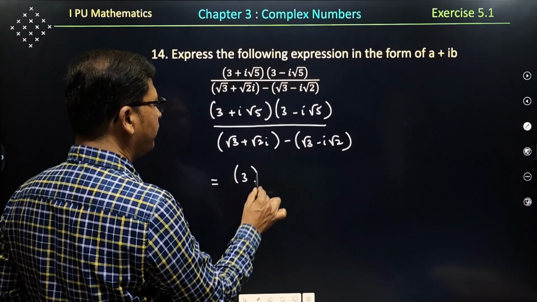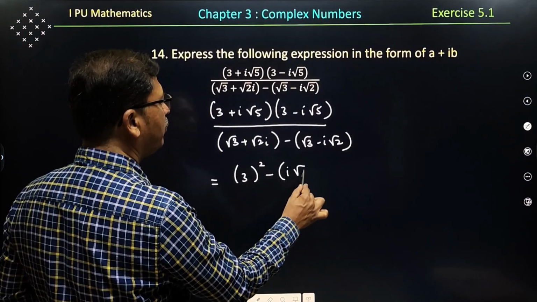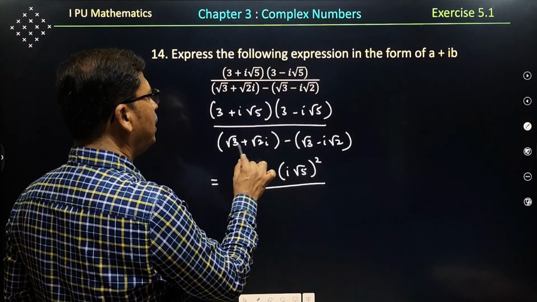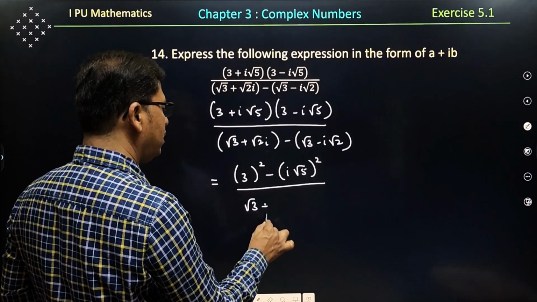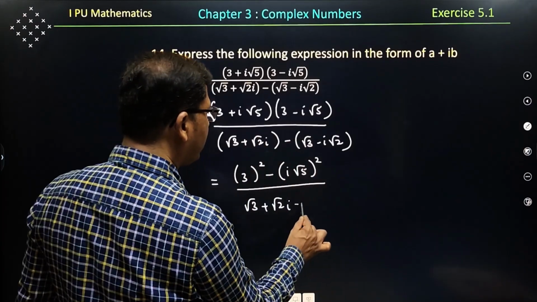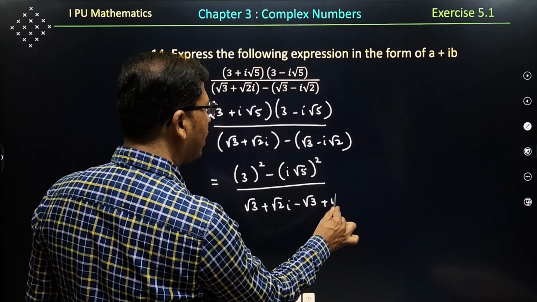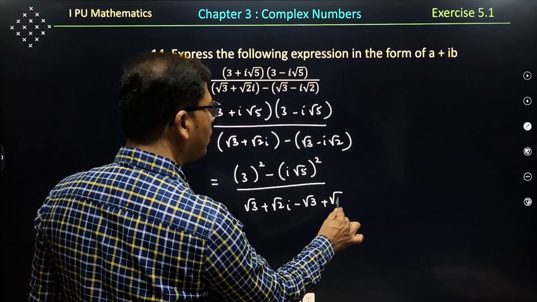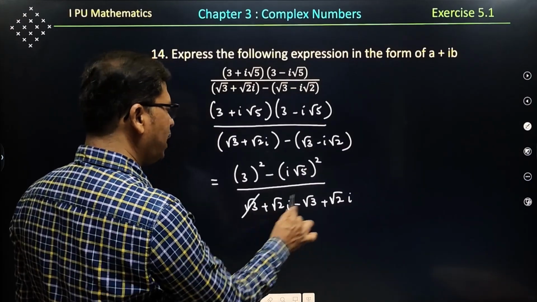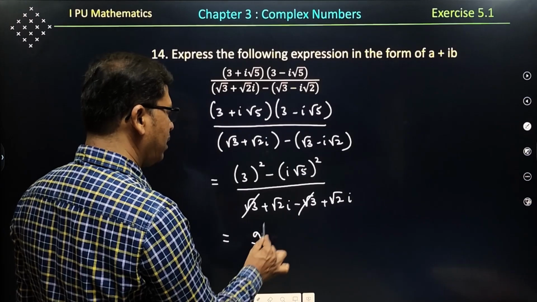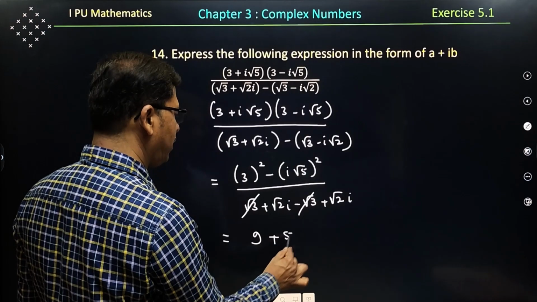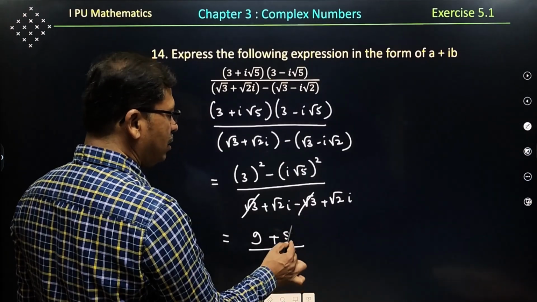So it is 3 square minus of I root 5 bracket square, whole divided by root 3 plus root 2i. You write as it is, root 3 plus root 2i. Apply the minus sign. So what happens? Minus root 3, minus into minus plus I root 2. That I would like to write as root 2i. I root 2, root 2i, both are same. Now these two cancel. 3 square is 9. I square is minus 1, minus into minus plus. You write directly, square and root cancel. 9 plus 5 you are getting. This is 2 root 2i.